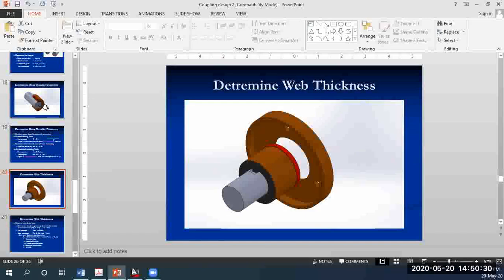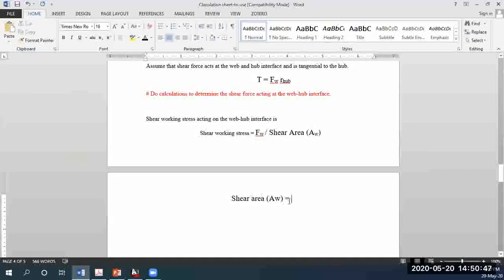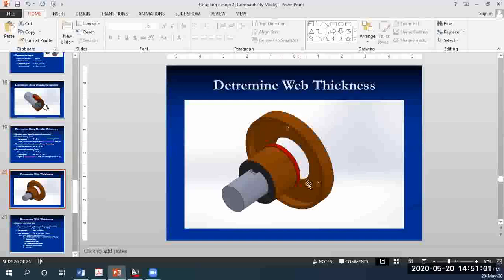There's 14 of you listening to me at the moment, so one of you should be able to pick that out. How would you be able to calculate that area in red, which you're able to see on the screen right now? So using the web thickness and the diameter of the hub. Okay, so yes, the diameter of the hub multiplied by the web thickness.